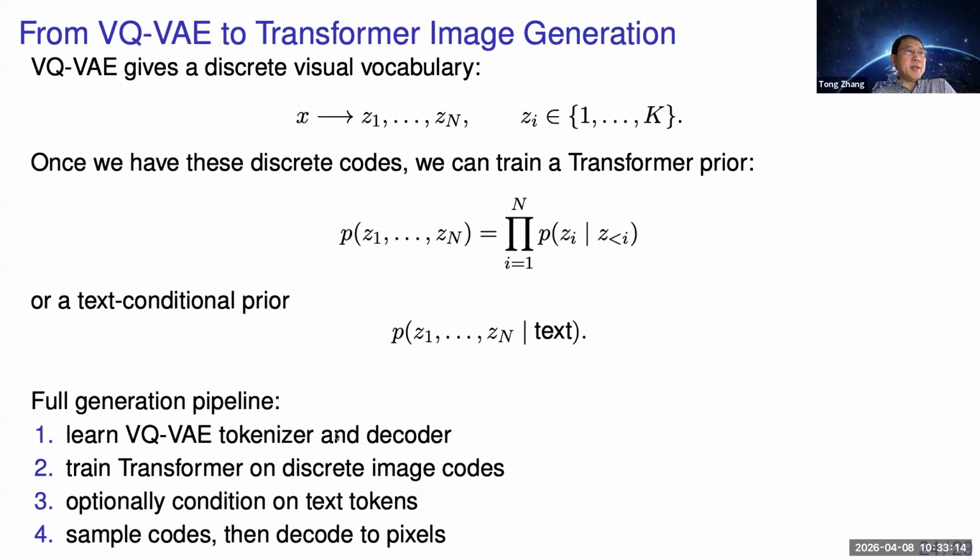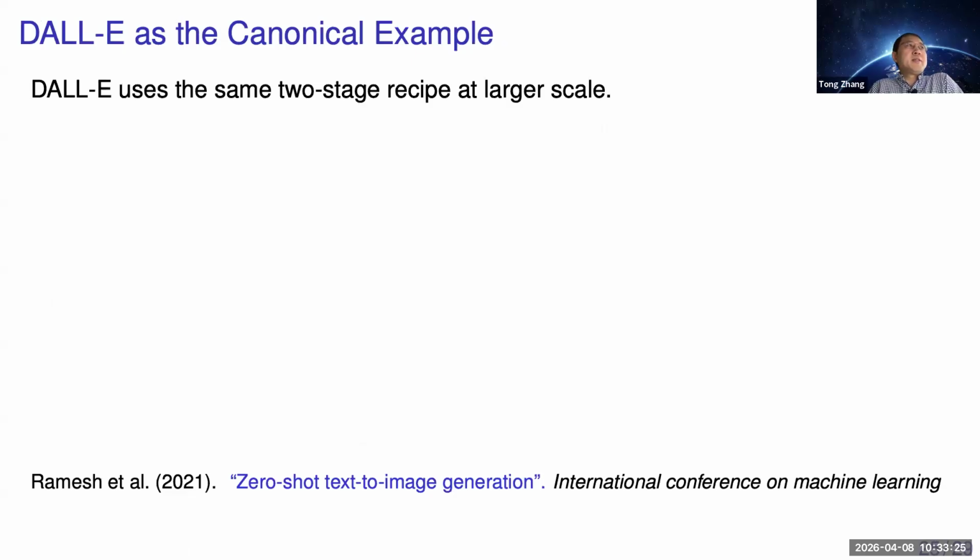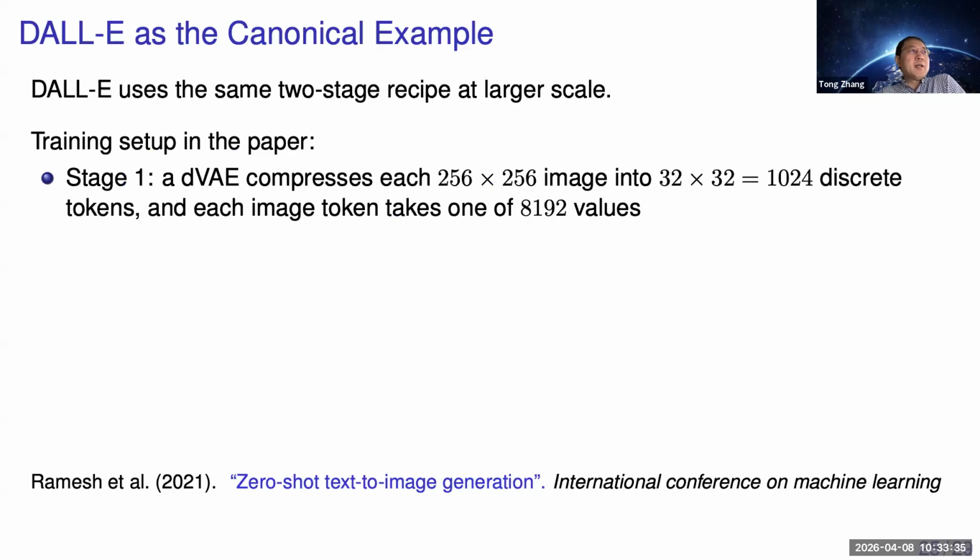So basically this maps an image into discrete tokens and maps them back. Once I have that, this is the pipeline, and this is an example of it. It's the same two-stage recipe for the training setup. Stage one uses a slightly different VAE, but it's also discrete. It has 32 by 32 discrete tokens, basically image patches, and each image token takes one of about 8,000 values. So this is how the vocabulary looks and how it works.